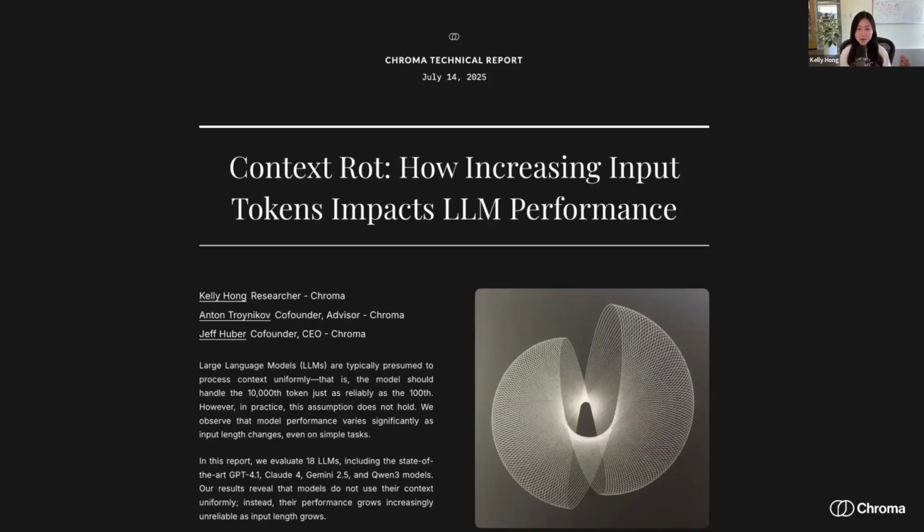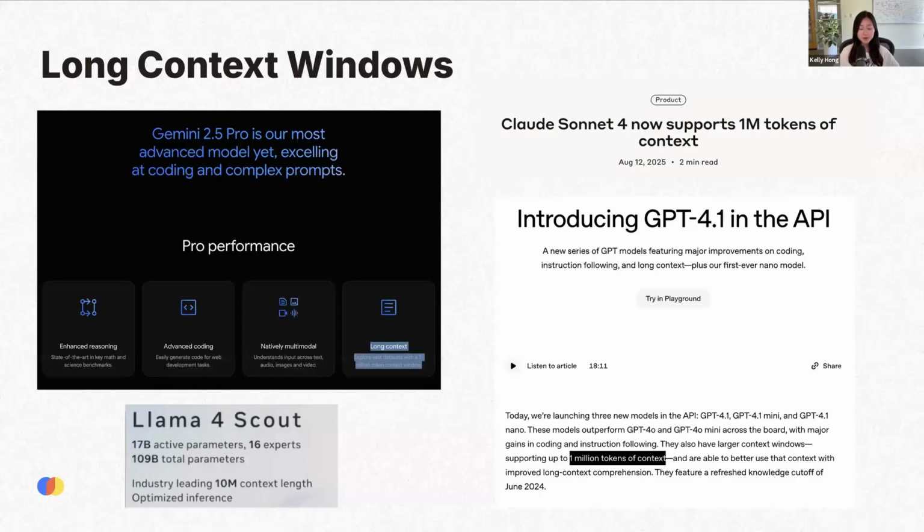So I think our core motivation for this research was to quantify a lot of these qualitative observations that people have had, and get people to think about these models differently. And I'll first go over the current state of long context models today.